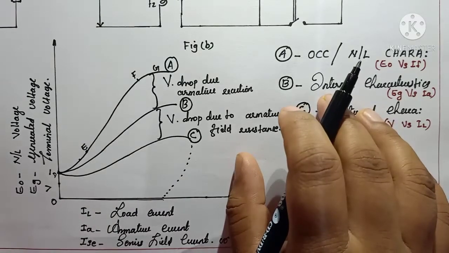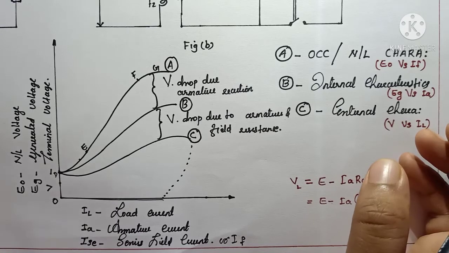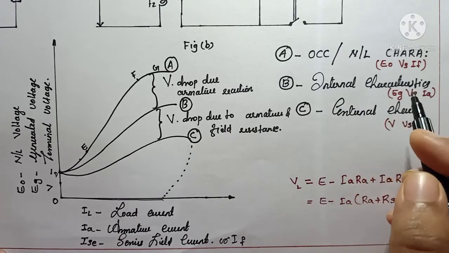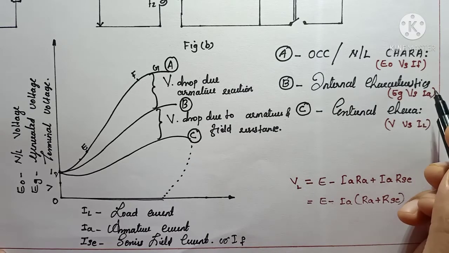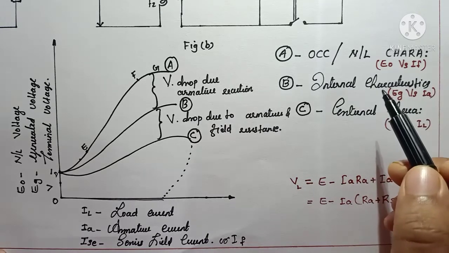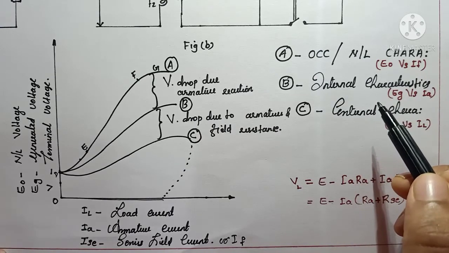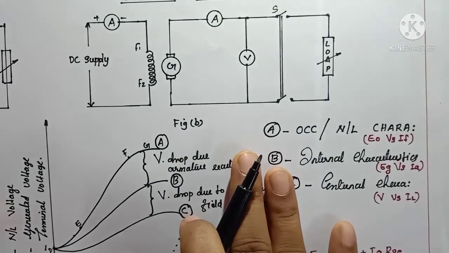Next we discuss the internal characteristics, also known as the total characteristics of series wound generators. That gives the relationship between the generated voltage and the armature current. Remember that the internal and external characteristics are the load characteristics. For this we can use this experimental setup.